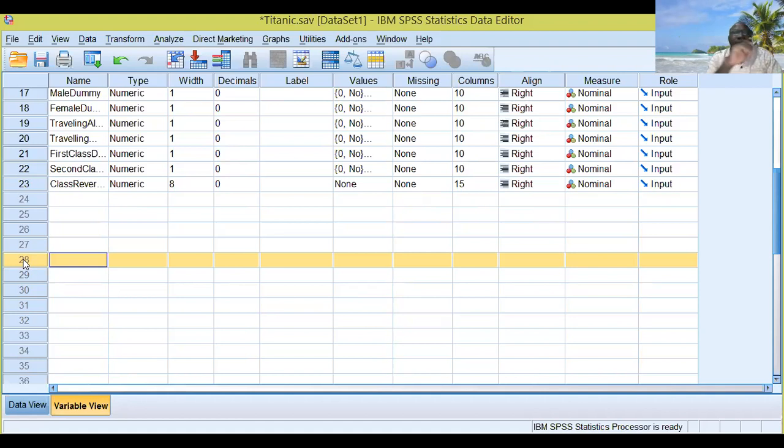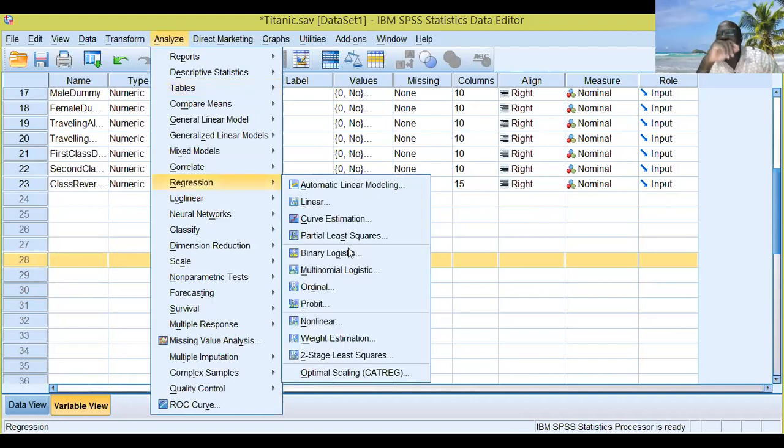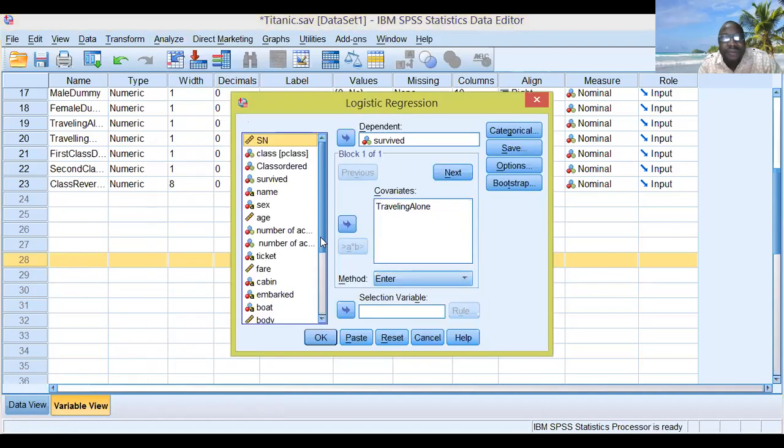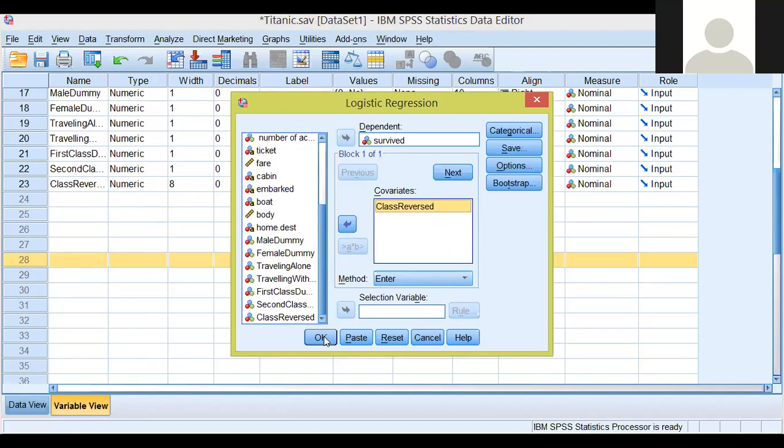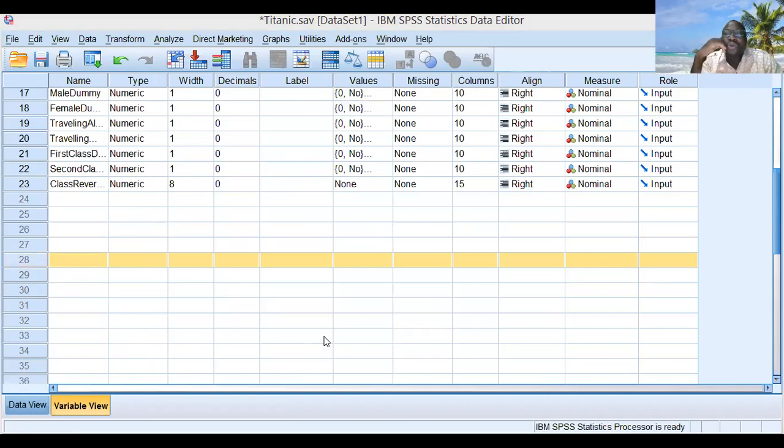So now, let's go and run this regression. Go back now to analyze. Let's run it without the coding, the reverse something. Yes. Instead of the dummy, use the one for the reverse class. Remove traveling alone and put the reverse class there. So let's go. Click. Okay. Can you see? You can see, we are seeing it. So you have to stop sharing and share the results.